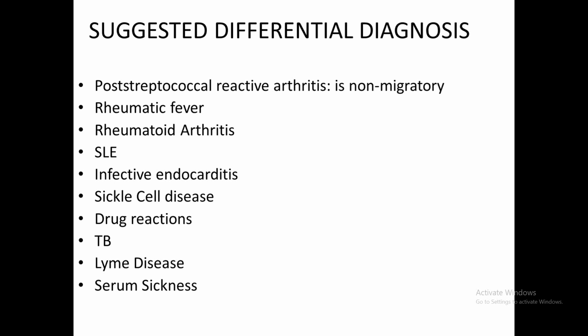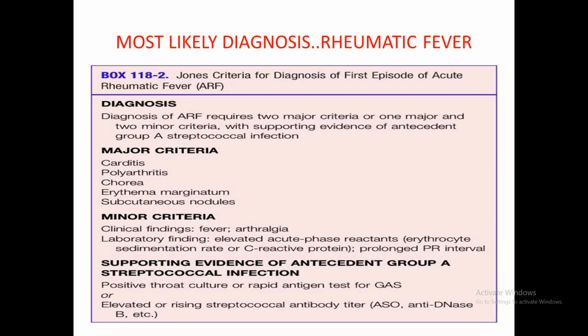As far as I am concerned, the most important is a young girl, very short history of arthritis and high acute phase reactants with evidence of acute pericarditis. I suggest the diagnosis should be very near to rheumatic fever. How will I justify it? I justify on the basis of the Jones criteria, modified Jones criteria.